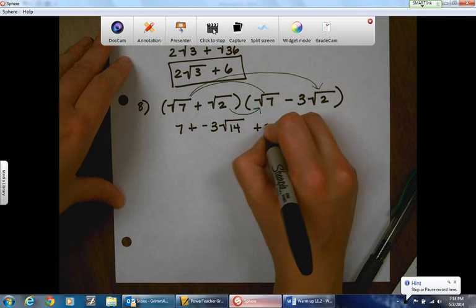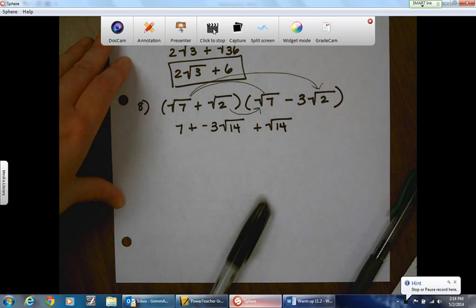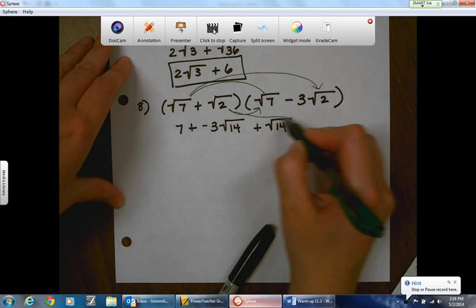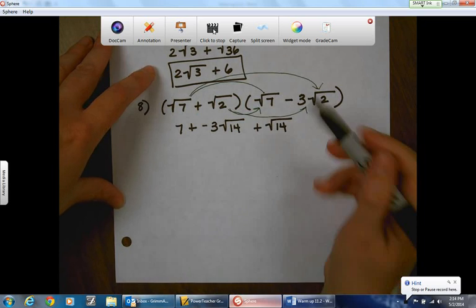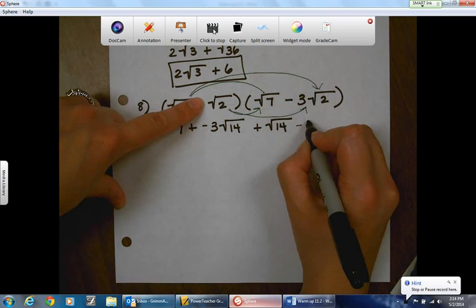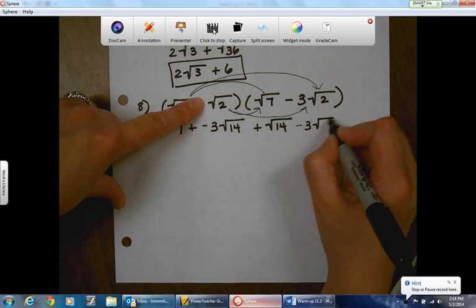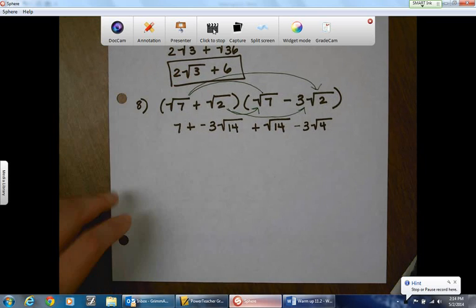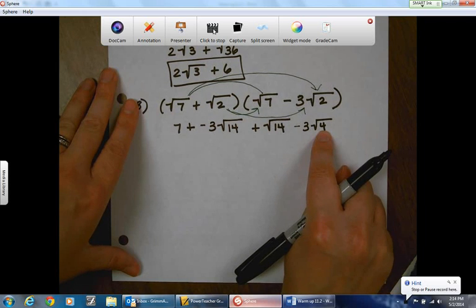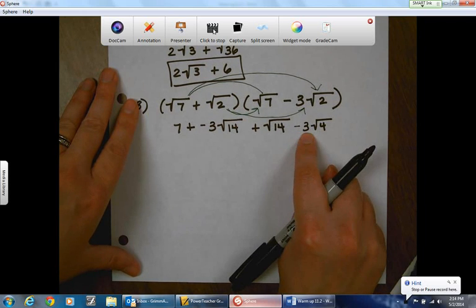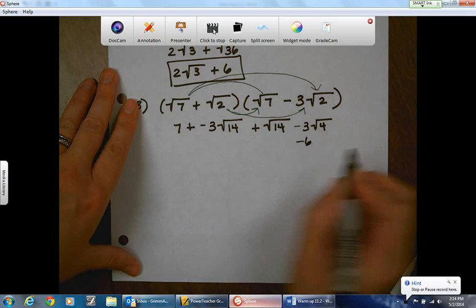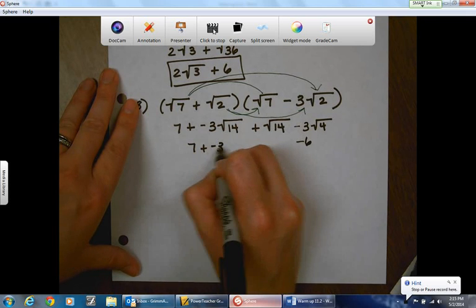And then I'm going to do this one times this one. So this is going to be what? Negative 3 times the square root of 4. Okay, which I definitely have some simplifying I can do there, right? So square root of 4 is 2 times negative 3 is negative 6. Okay, so I have 7 plus the square root terms plus this. All right, what can I do now?